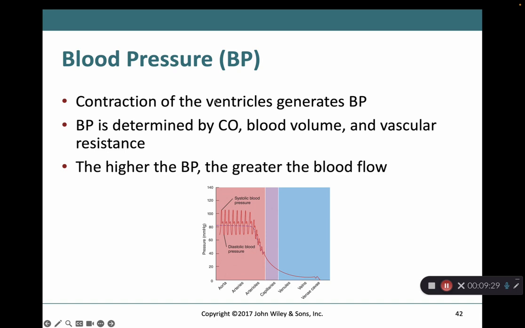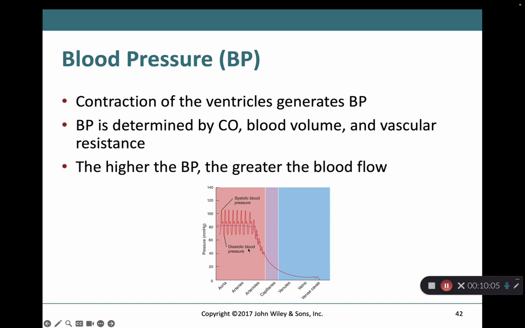So contraction of our ventricles in the heart, this is what generates our blood pressure. Okay, so blood pressure is determined by our cardiac output, our blood volume, right? If we don't have enough blood volume, say we're bleeding out, then our blood pressure, of course, would decrease, right? And our vascular resistance. Okay, so how dilated or constricted our vessels are, basically. Okay. Higher the blood pressure, of course, the greater the flow of blood.